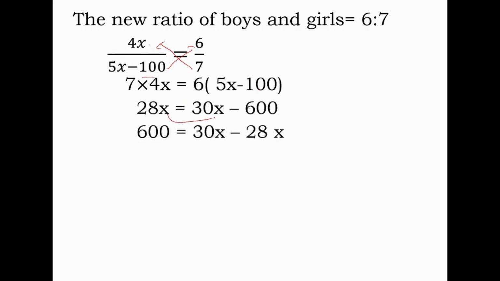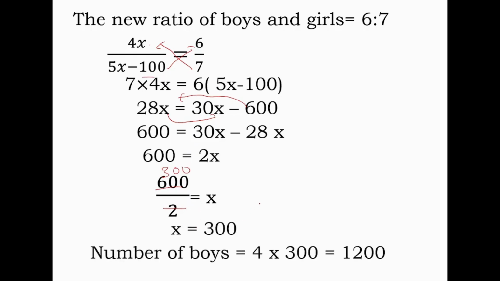So the x values are brought together and the constant is taken to the other side of the equal sign. So 600 equal to 30x minus 28x. So 600 equal to 2x, and x equal to 600 by 2, that is 300. So the x value is 300. The number of boys according to the ratio is 4x, that is 4 into 300. That's why the number of boys in the school is 1200.